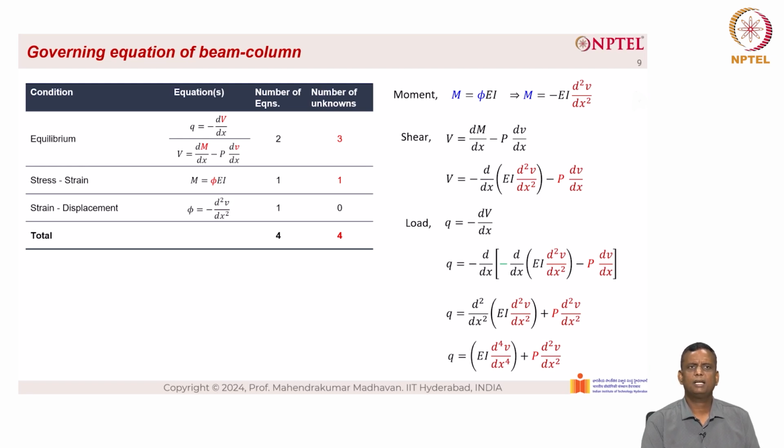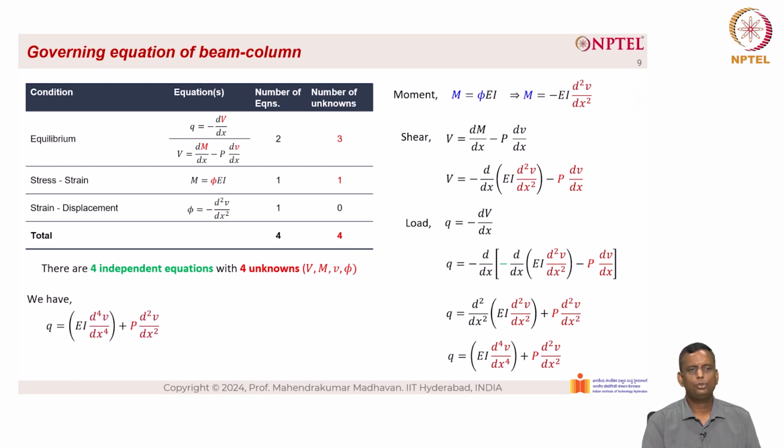Next, we have the stress strain relationship, M equal to phi into EI. We have one equation and one unknown. The strain displacement is given as phi equal to minus d square v by dx square. The number of equations is 1, the number of unknowns is 0. So if we add all of them, we have 4 equations and 4 unknowns. So there are 4 independent equations with 4 unknowns, V, M, v, and phi. The first V is the shear, the second M is the moment, the small v is the displacement in the vertical direction, and phi is the curvature.